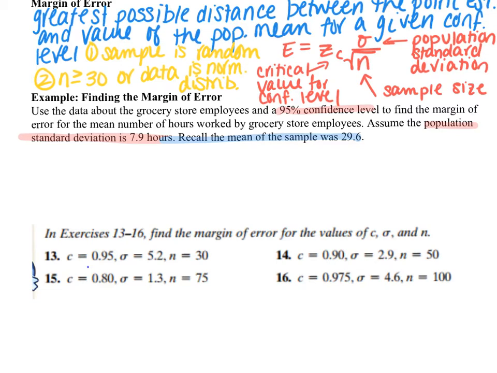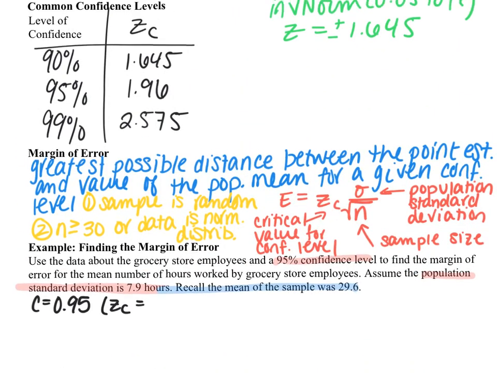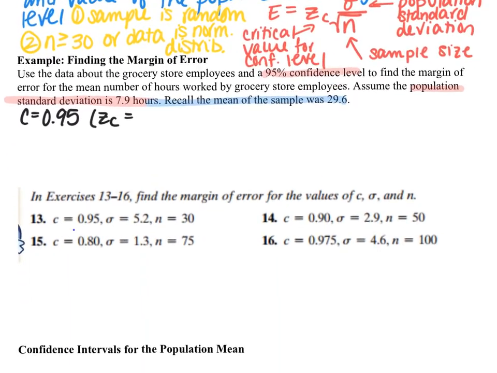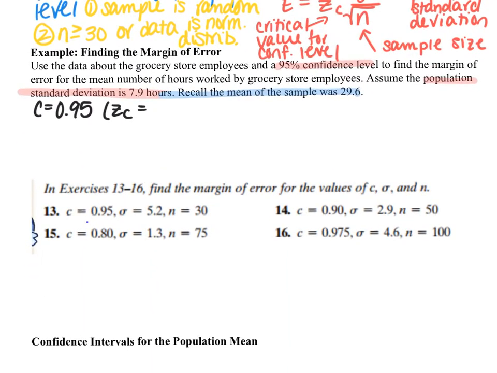So we're just going to go through and write down all of the variables that we have. We have our 95% confidence level. C is 0.95. But remember, I still need to figure out what my critical value is. So we could go back up to that chart that we have up here. My critical value for 95% is 1.96. So our zc is 1.96. What else? Our population standard deviation is 7.9.